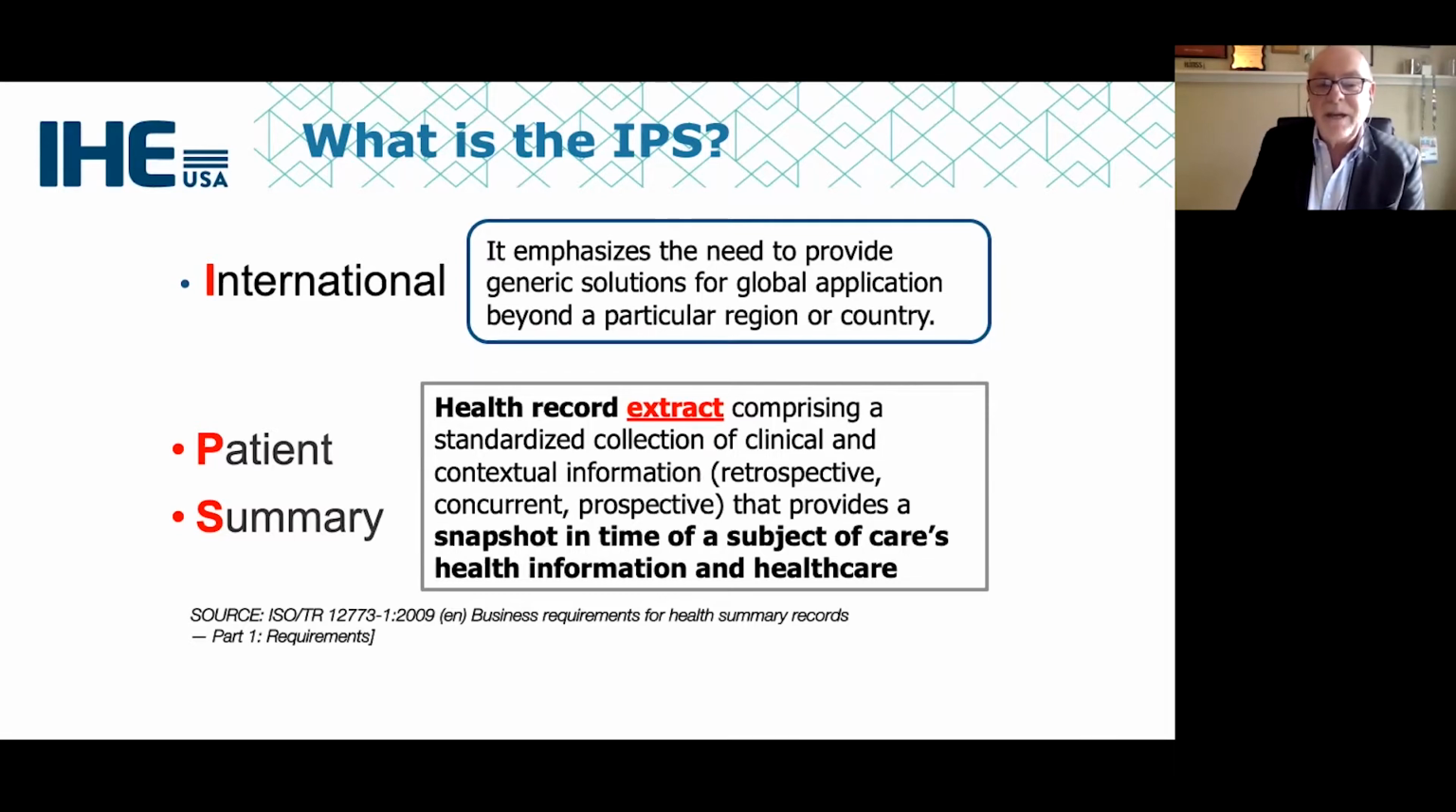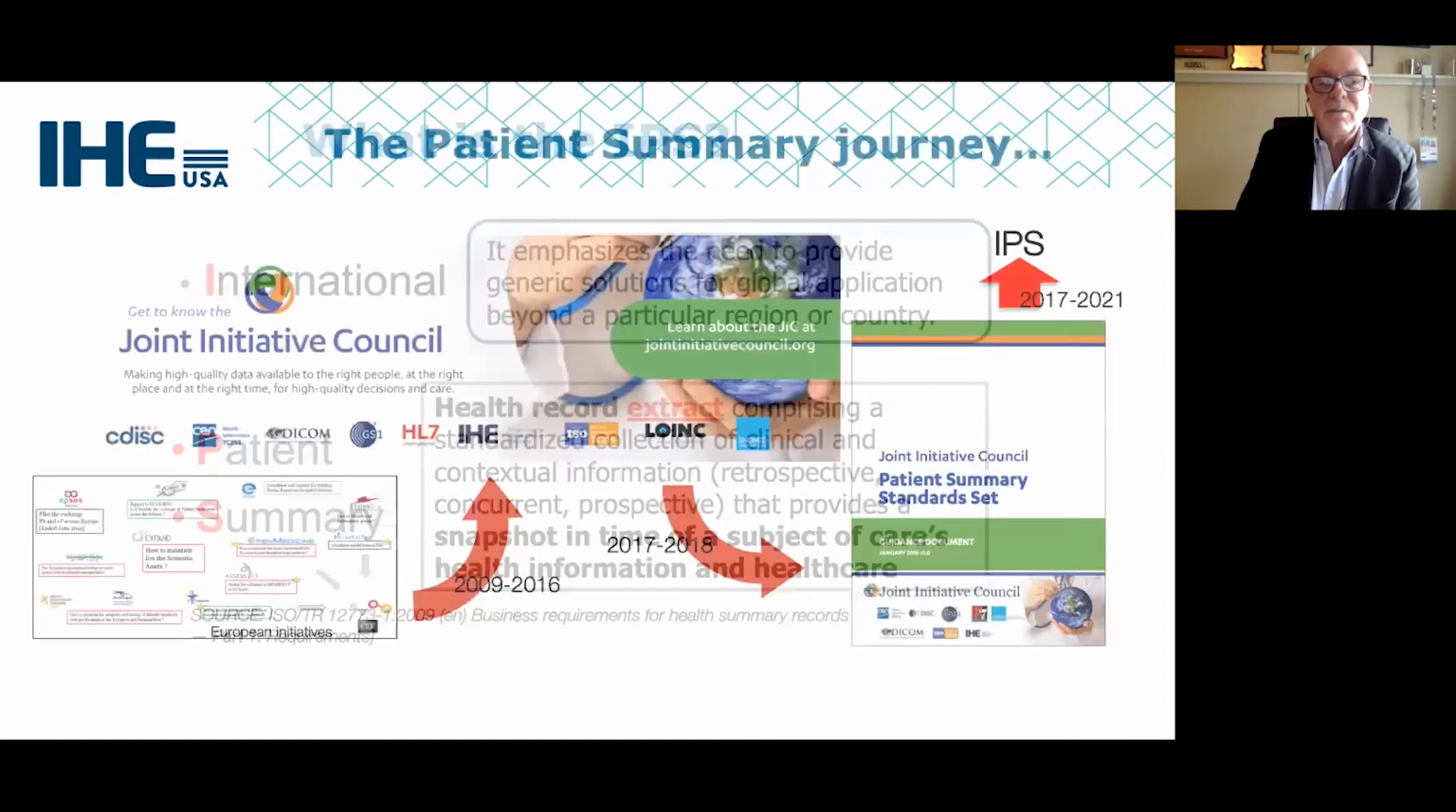And then of course it is a patient summary, so we must all understand what a patient summary is. It's an extract of the health record. It is not the health record, but is an extract in a point in time. It's comprised of a standardized collection of both clinical and contextual information. It looks in the past, it looks today, and it looks in the future. And it's a snapshot in time of a subject of care's health information and activities that they're undergoing in the healthcare system. Together, the International Patient Summary then brings all that together.